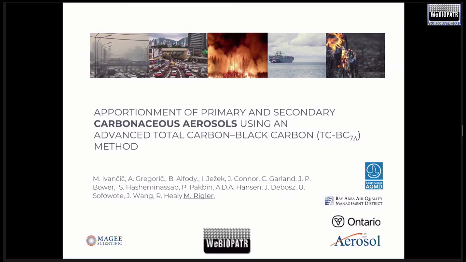In this study, in contrast to what Grisha said, we are assuming MAC already. So we are assuming MAC of BC, MAC of brown carbon, even MAC of primary or secondary brown carbon. But then we are using different validation techniques to validate the results of our apportionment algorithm.